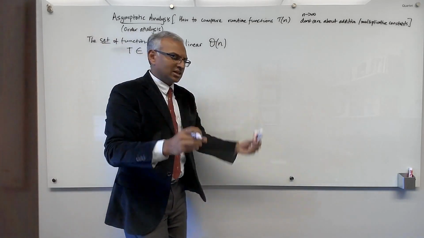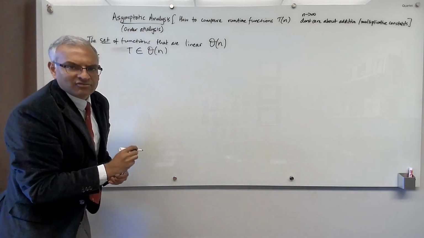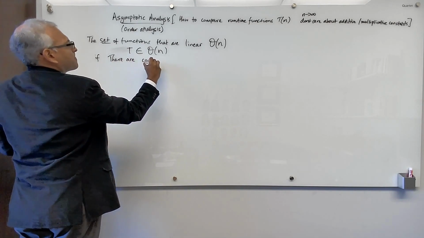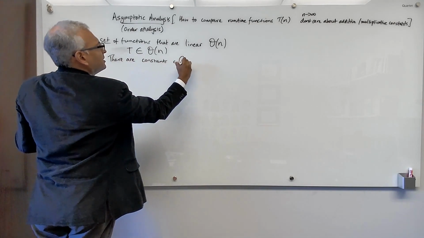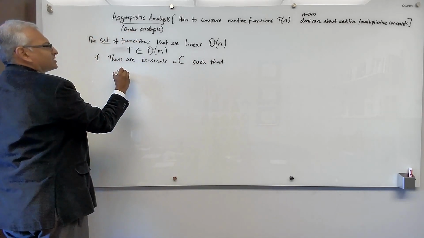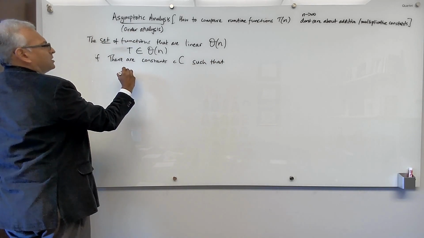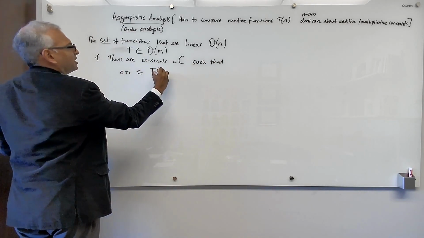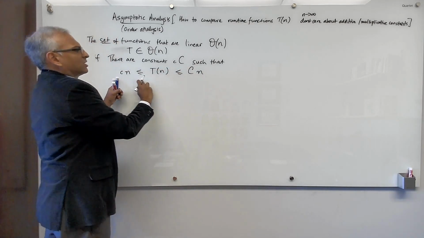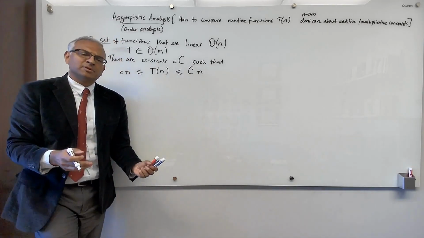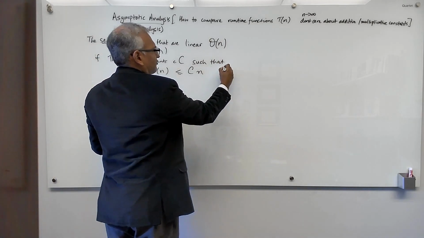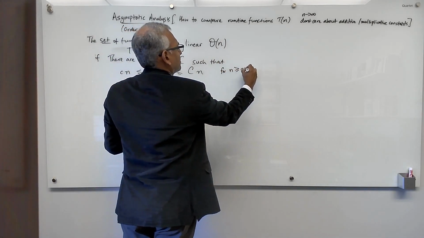That belongs to the set of linear functions if, and here's the formal definition, there are constants little c and big C such that little c times n is less than or equal to t of n, which is less than or equal to big C times n. Now sometimes we will say that these inequalities only have to hold for n large enough. So we would say for n bigger than or equal to some n0.